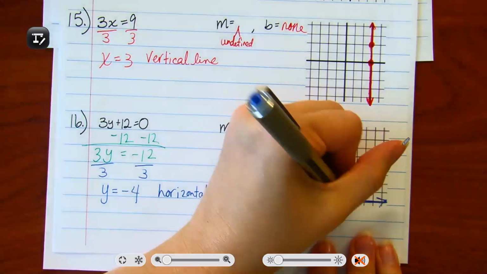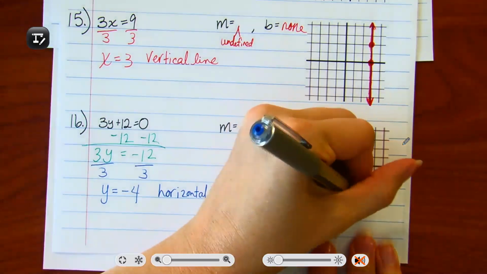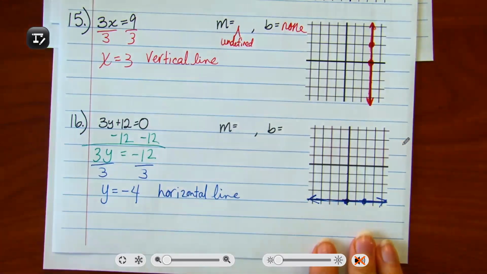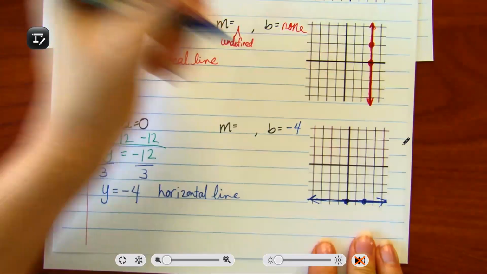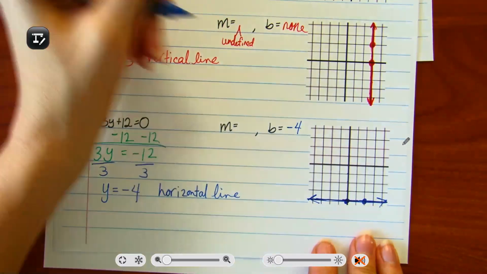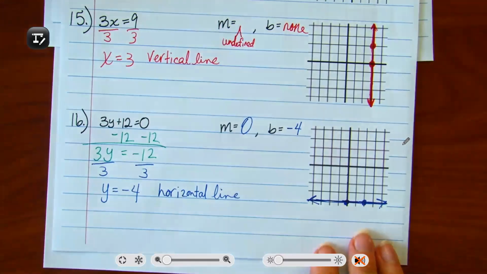Again, you can just plot any 2 points there if you're doing this on the computer and you need to plot a couple of points. So the y-intercept is at negative 4 and the slope is 0.